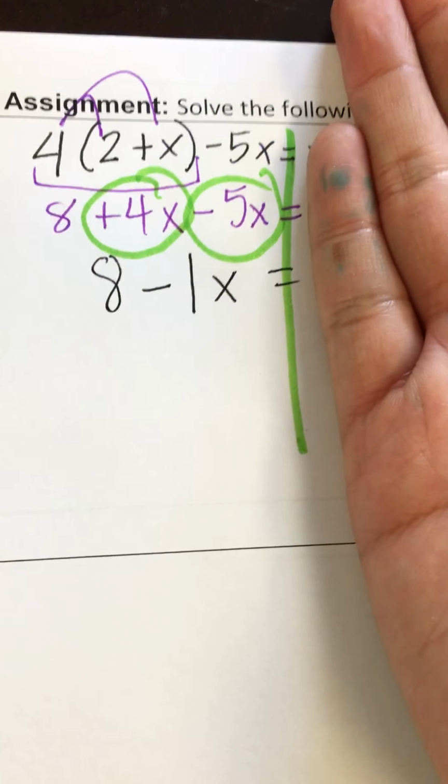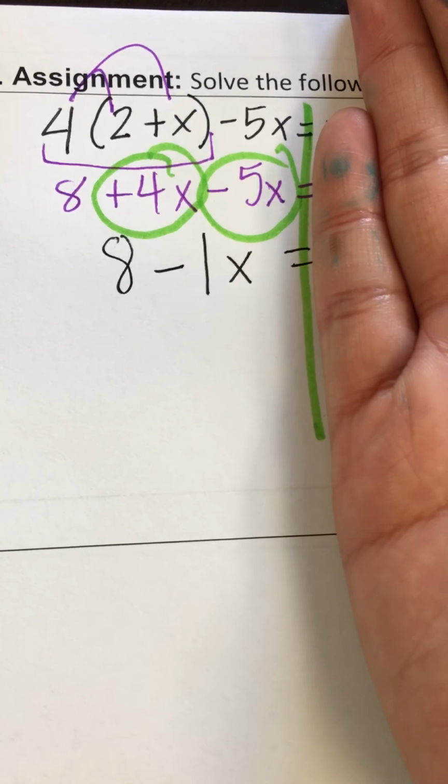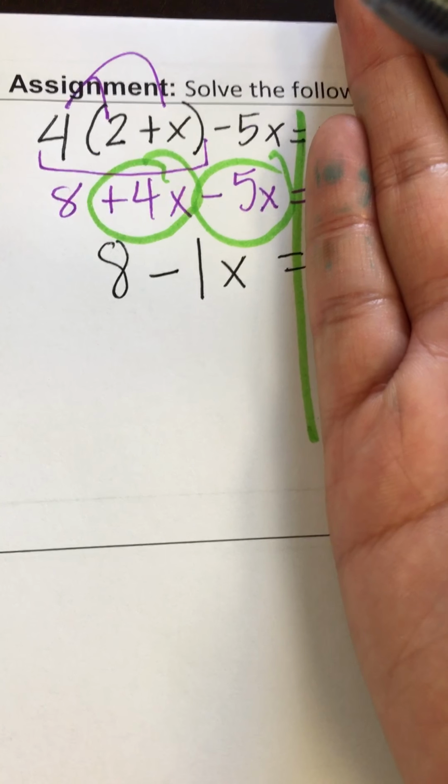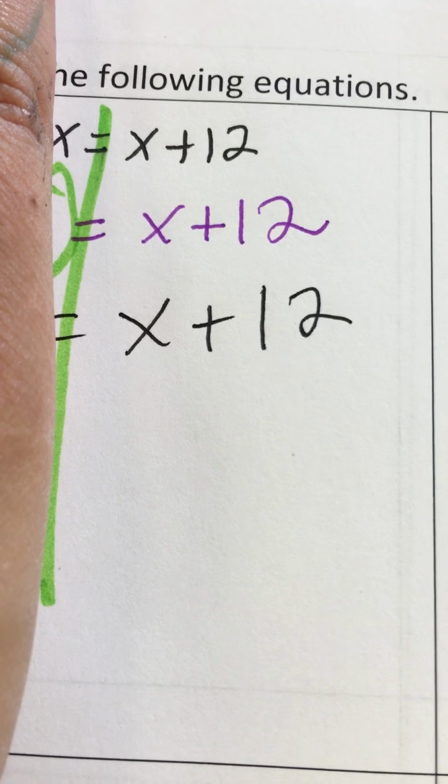Rewrite the other side that I've been ignoring just so I can keep track of it. Now it's all the way simplified. Now I'm going to look at the other side and ignore this one. I look at this side. There's nothing I have to do on this side. It's already simplified all the way.